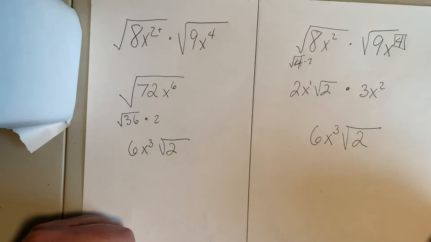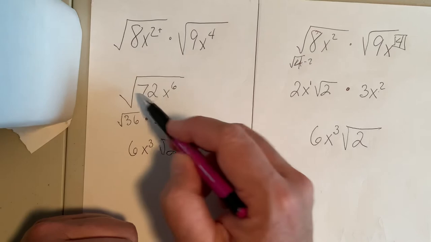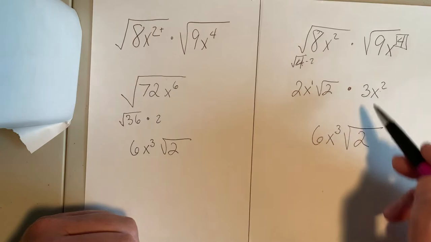This way is just to multiply everything from the beginning and then work it down. Sometimes you get a big number here, that's fine. Here, we're gonna break it down first and then multiply. Two options, same result. All right, getting to our last and final example here.